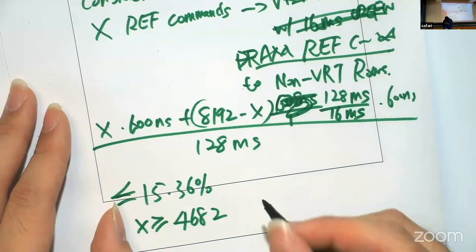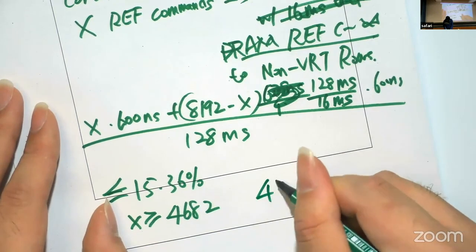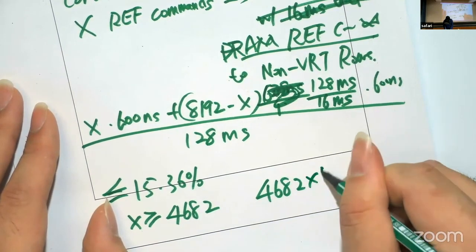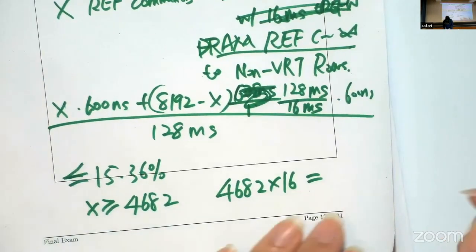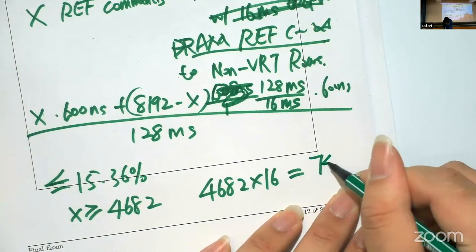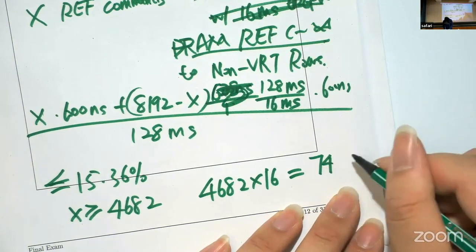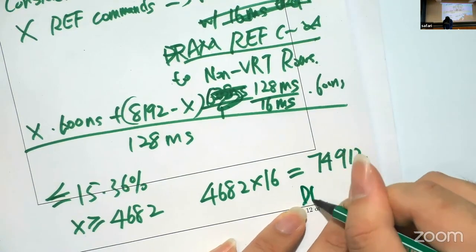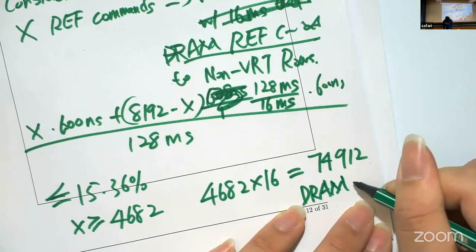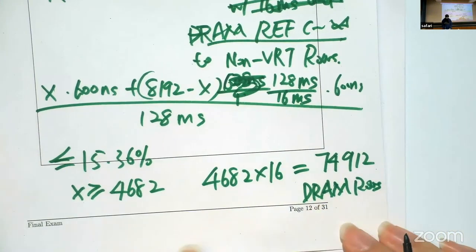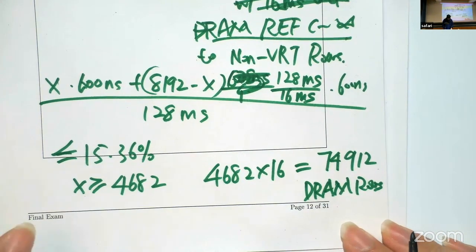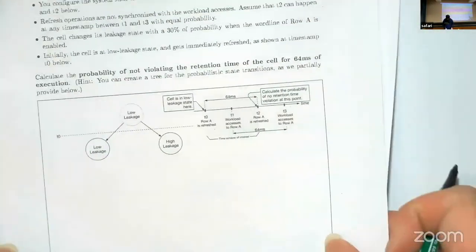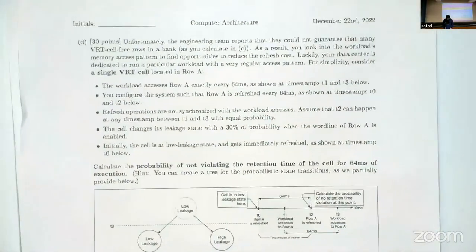And because one refresh command refreshes 16 DRAM rows, then we know that at least 74,912 DRAM rows must be without VRT cells. Yeah, I hope this is clear. So, next.